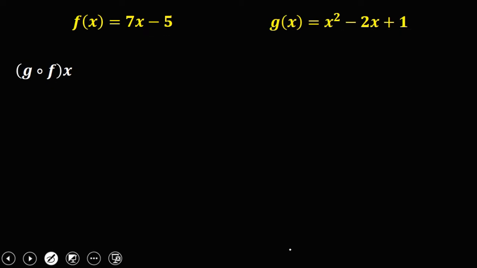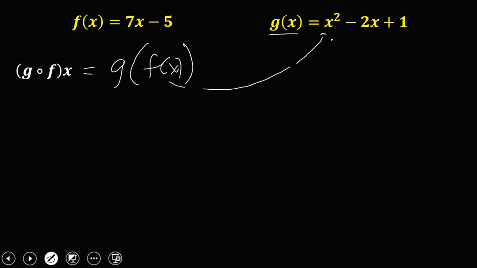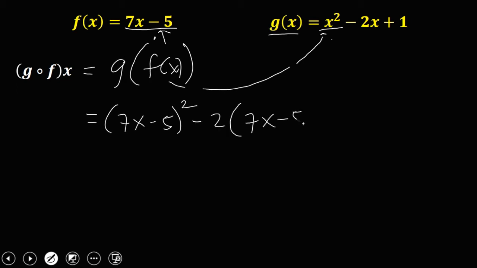Now, for the second example, this composition is equal to g of f of x. So from g of x, your x is f of x, and f of x is 7x minus 5. So again, from g of x, but your x is f of x, we have x squared, so that's 7x minus 5 squared. Then minus 2 times 7x minus 5. Then we have plus 1.